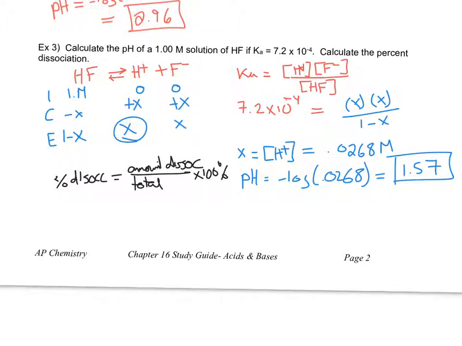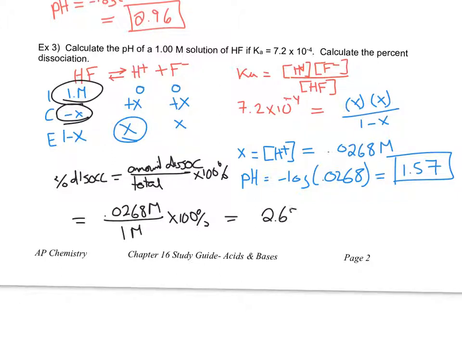Let's see if I have these values. How much dissociated? Well, how much dissociated would be my x. And so I figured out what x is. It's 0.0268 molar. Divided by the total, that was my total, so 1 molar times 100%. And so that's 2.68% dissociated. Think about that. That's a small number. So we're saying that for every 100 HF molecules, not even 3 of them dissociate into the ions. So more than 97% of the HF molecules remain molecular. They do not ionize. So very, very little ionization.